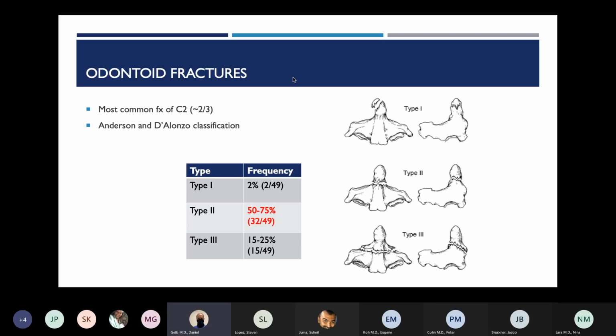Because you can have a fracture that goes deep into the body of C2 but stays medial, and that's just considered a deep type 2. But technically, most people, when they look at those fractures, they look at the coronal reconstruction or the open mouth view, and they look to see that the fracture itself extends out into the facet. That's what makes it a type 3.